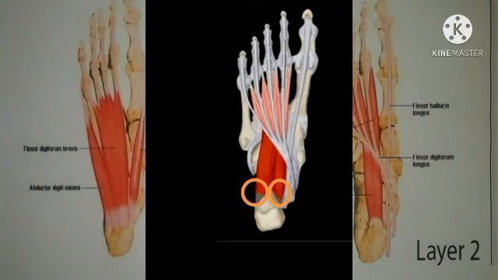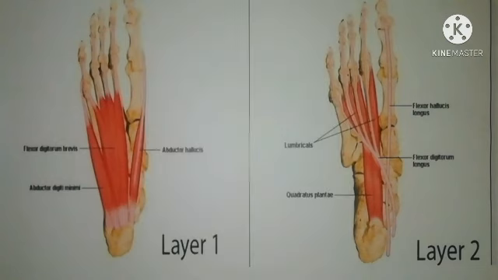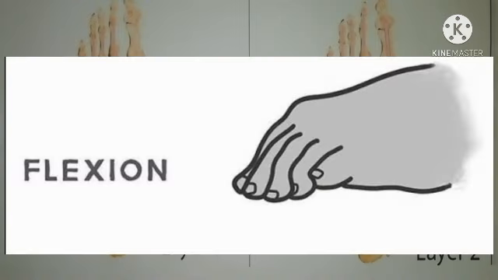Lateral head is small and tendinous. It arises from the calcaneum in front of the lateral tubercle. Insertion: the muscle fibers are inserted into the lateral side of the tendon of the flexor digitorum longus. Nerve supply is lateral plantar nerve. Action is flexion of the toes through the long tendon.